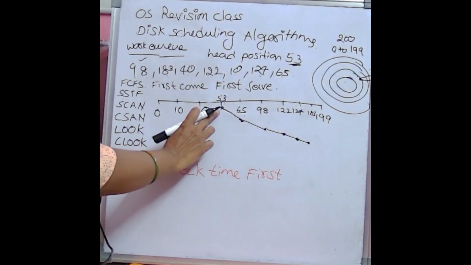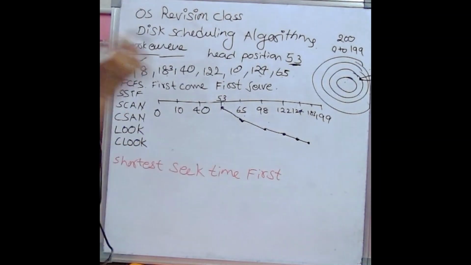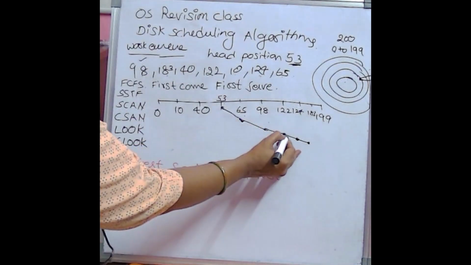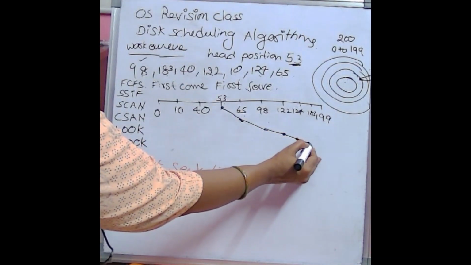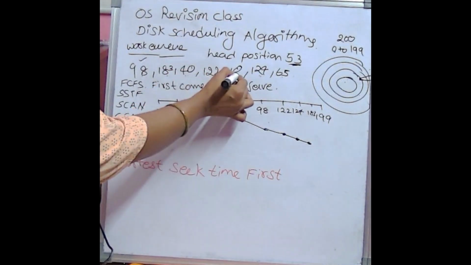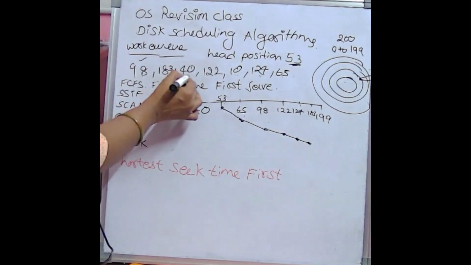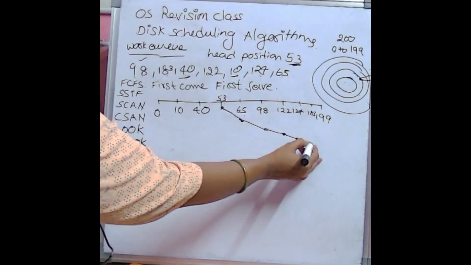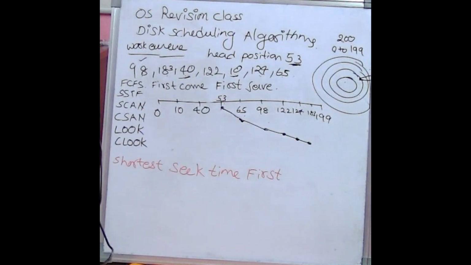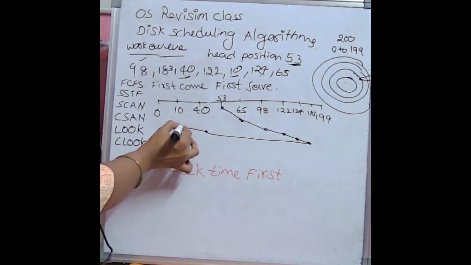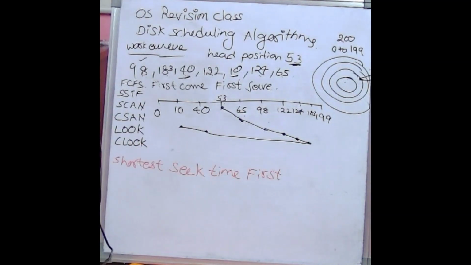First the current head position is 53. After the first request, the current head position is 65. After the next request, it is 98. After that 122, next 124, 183. After that, the only remaining requests in the work queue are 40 and 10. Which is nearer from 183, 40 or 10? Automatically the nearer one is 40. Next 10.